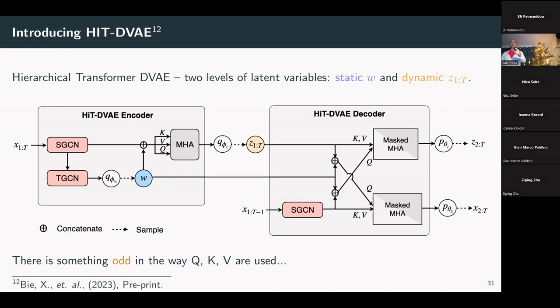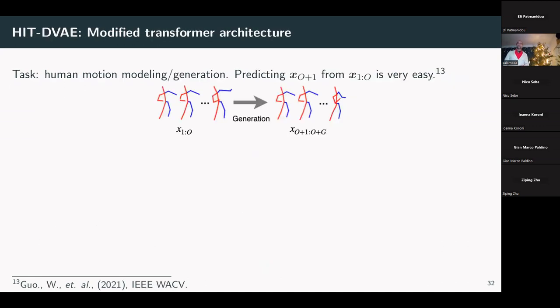When you want to decode Z, you query with X. So that is a little bit strange, but it is made on purpose, and I will try to explain why in the follow. Before that, let me just explain what task we were dealing with here, which was human motion modeling and generation. And we have actually proven in another article that predicting the pose at time t plus one from the past is actually very easy.